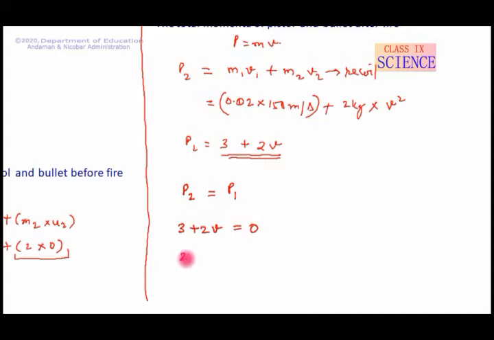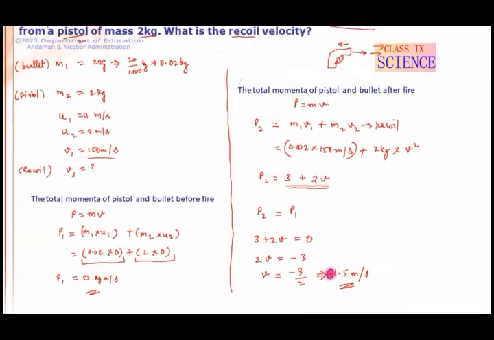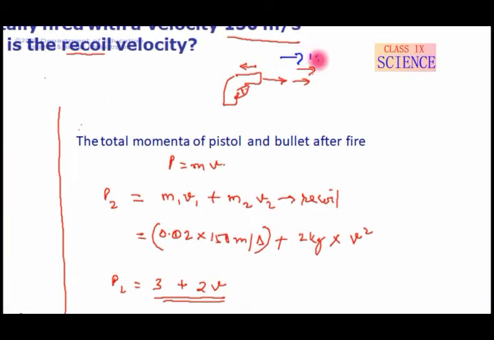Upon solving this we will get 2v is equal to minus 3. So v is equal to minus 3 by 2. Finally we will get minus 1.5 meter per second. Here you see the negative sign, right. Here the negative sign indicates that the direction of this velocity is opposite to the direction of velocity of the bullet. That means here the velocity is in this direction at 150 meter per second after firing.